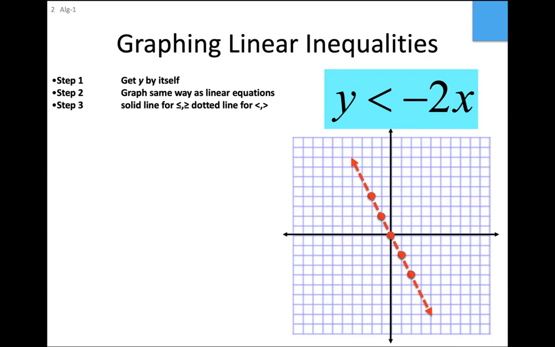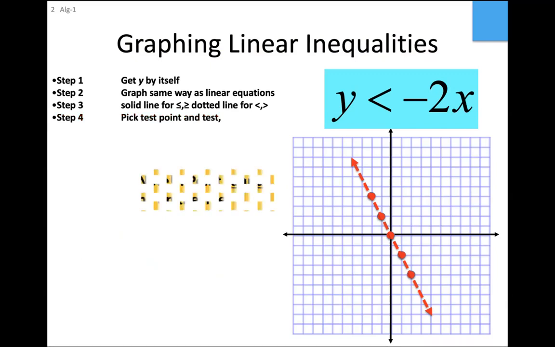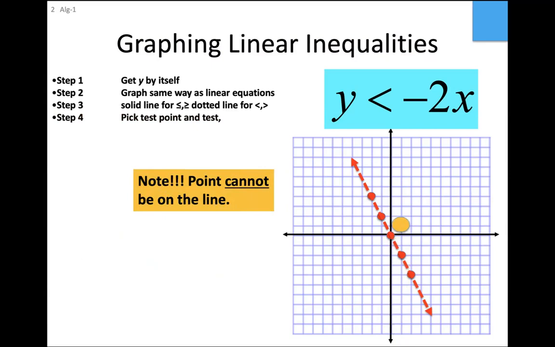I could pick 1, 1. And why would I want to pick 1, 1? Because 1 is a small number. It's easy to do math with small numbers. Why do I pick the same number, 1, 1? That way, there's no way I can mix it up and place it in the wrong spot. So pick a nice friendly number. I would never pick any negative numbers. I would pick a nice friendly number like 0, 0, 1, 1, 2, 2, 3, 3, 4, 4. So I'm going to pick 1, 1.